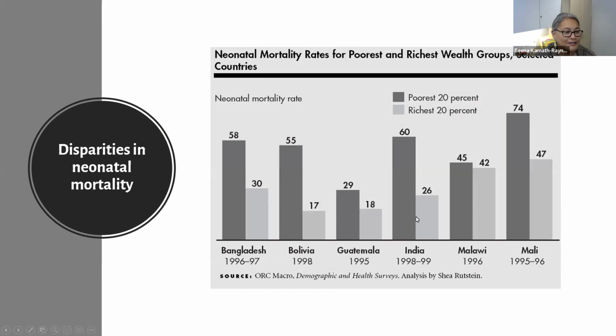However, as we continue to delve deeper in country-specific neonatal mortality, disparities also exist if we look, for example, between the poorest and richest wealth groups. So if we compare the poorest 20% and the richest 20% within countries, and I'm sure we could also put the US on this list, we can see disparities in neonatal mortality.